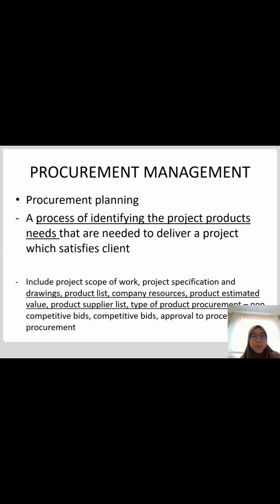In procurement planning, it is a process of identifying the project product needs that are needed to deliver a project which satisfies the client. So it includes project scope of work, project specification and drawings, product list, company resources, product estimated value, product supply list, type of product procurement, and the competitive bids to proceed with procurement.